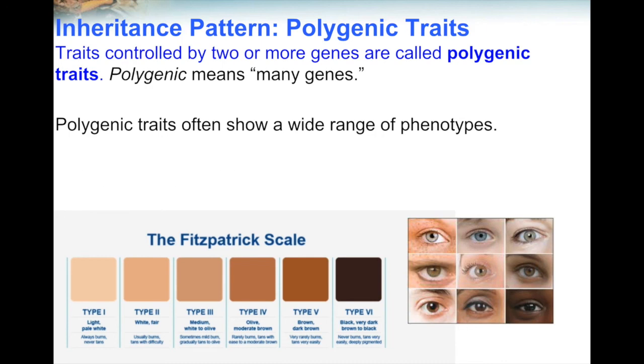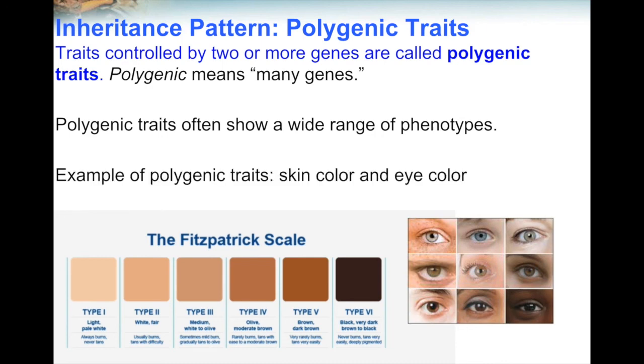And examples of polygenic traits would be like skin color. There are lots of different skin colors, and that's because there are lots of different genes that give information for skin color. And then also there are lots of different eye colors. The reason for that is there are lots of genes, lots of parts of your DNA that give information for it. So we've taken a look at different inheritance patterns: polygenic traits, codominance, incomplete dominance, and complete dominance. And these are just ways that traits are passed on from parents to offspring.